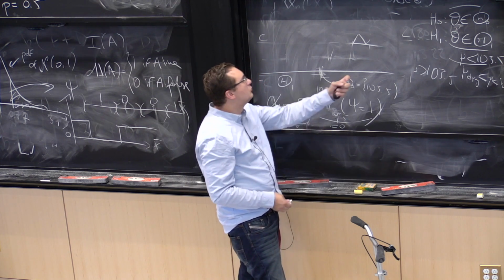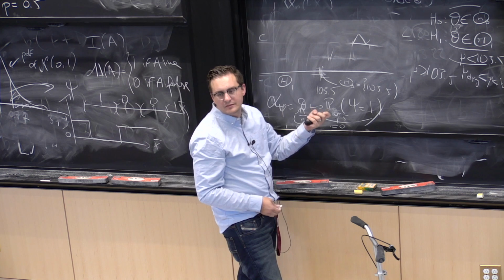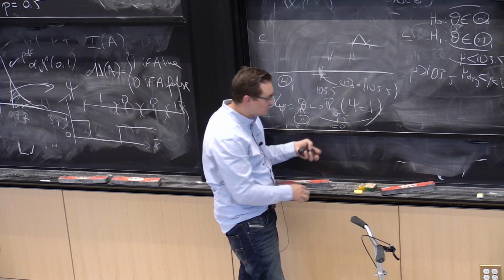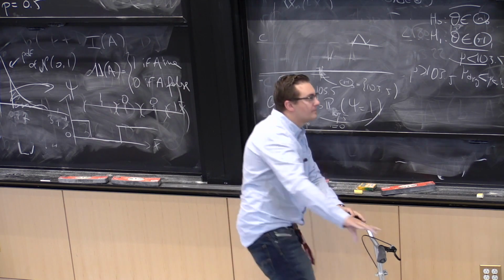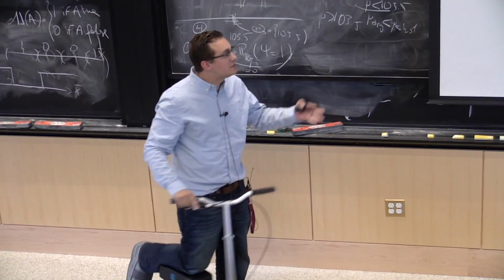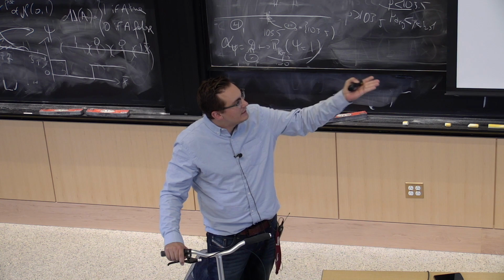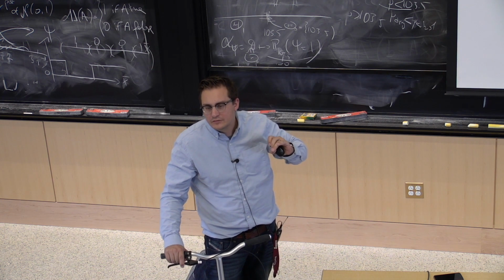And guess what? The worst case is when it's going to be here, because it's so close to the alternative that that's where I'm making the most error possible. And then there's the type 2 error, which is defined basically in the symmetrical way. It's the function that maps theta to the probability. So that's the probability of type 2 error. It's the probability that I fail to reject H0, right?